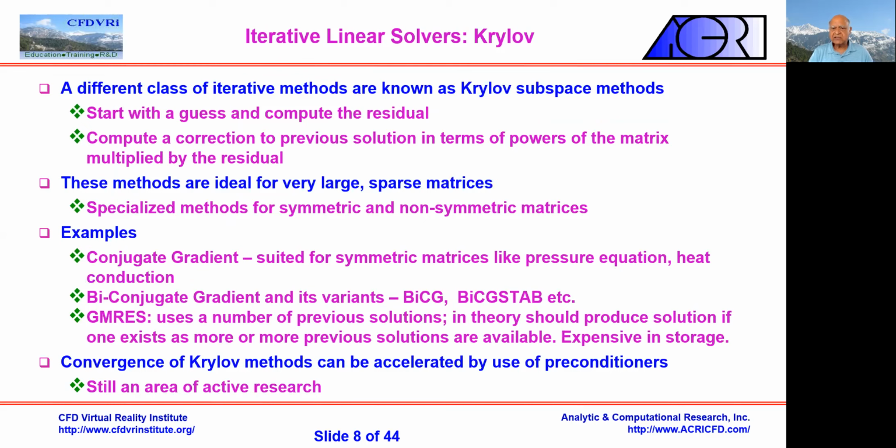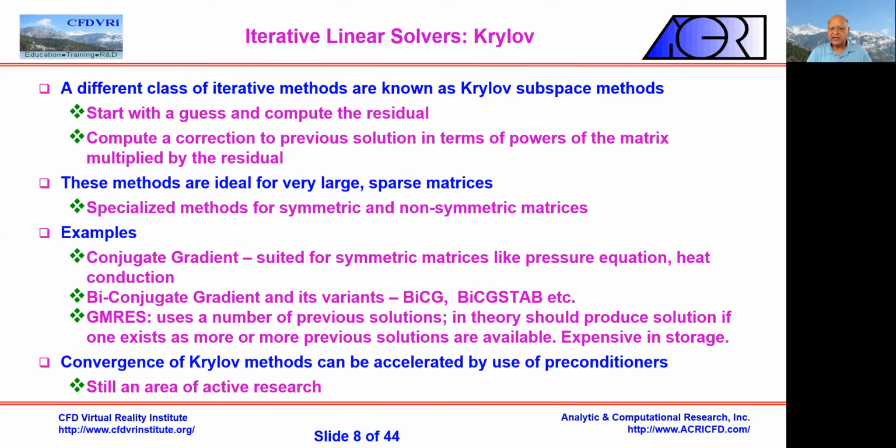There is a whole new class of problems called Krylov subspace methods. Now, what are these? They basically say start with a guess and compute the residual from that guess. Now, compute a correction to the previous solution in terms of powers of the matrix multiplied by the residual, right? What it is essentially doing, like we did with SOR, is looking at what the gradient is, right? The residual gives you an idea of where the gradient is going to go. And it's basically saying that based upon that, I'm going to say the next value will be there, okay?